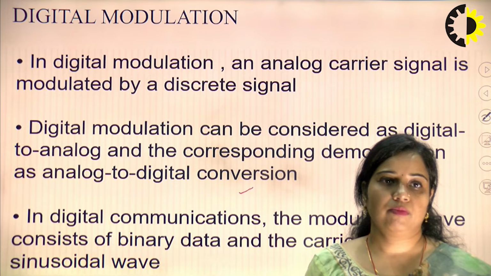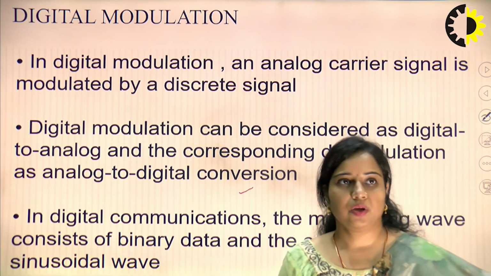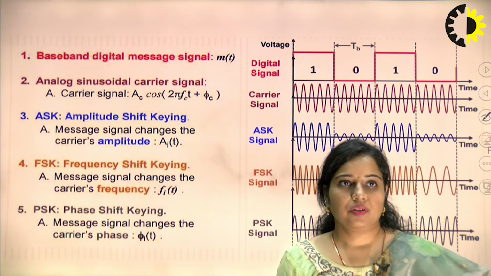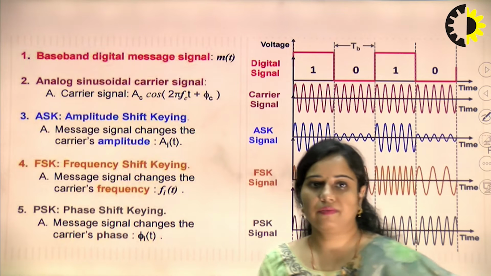Then this information will be superimposed on the sinusoidal carrier. It can be a sine wave or a cosine wave. Now, this is the descriptive diagram of how the ASK, FSK waveforms will look.